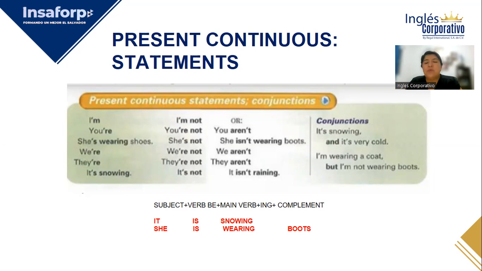Then the other example, I'm wearing a coat, but I'm not wearing boots. ¿Ok? Entonces, el but expresa contraste. Por eso es que ven ustedes que está acá en afirmativo y luego la siguiente es negativa. Porque la conjunción but expresa contraste. ¿Ok? Llevo una chaqueta, pero no llevo botas, ¿ok? Entonces, el but significa pero, ¿ok? Es decir, de contraste.